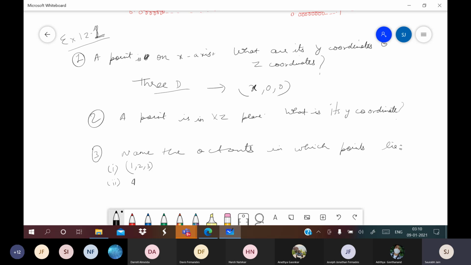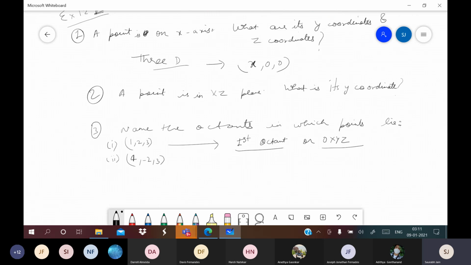Then see, the third question is, there are some points, and you have to tell the octant number in which the points lie. Who will tell me the answer of the first part? 1, 2, 3. It lies in which octant? The first. Correct. See what you will do in the exam: you will write the first octant and also write this thing as well, O, X, Y, Z. You write both. First octant, that is obvious, and write this thing also. So whatever the teacher wants to see, you will get full marks.